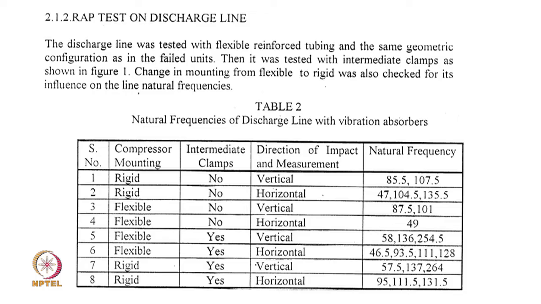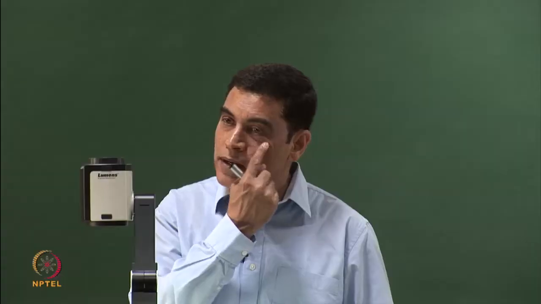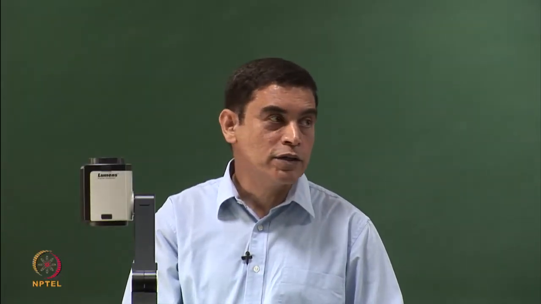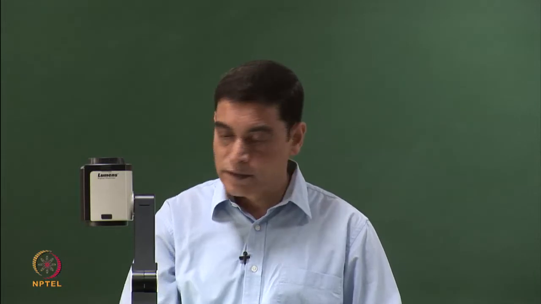And then you can see different cases where the compressor mounting is rigid. In the first two cases, there were no intermediate clamps. So some of the easy shortcut solutions without doing a vibration analysis was to just hold the pipe better, and will that result in preventing failures? And that unfortunately was not resulting in preventing failures.